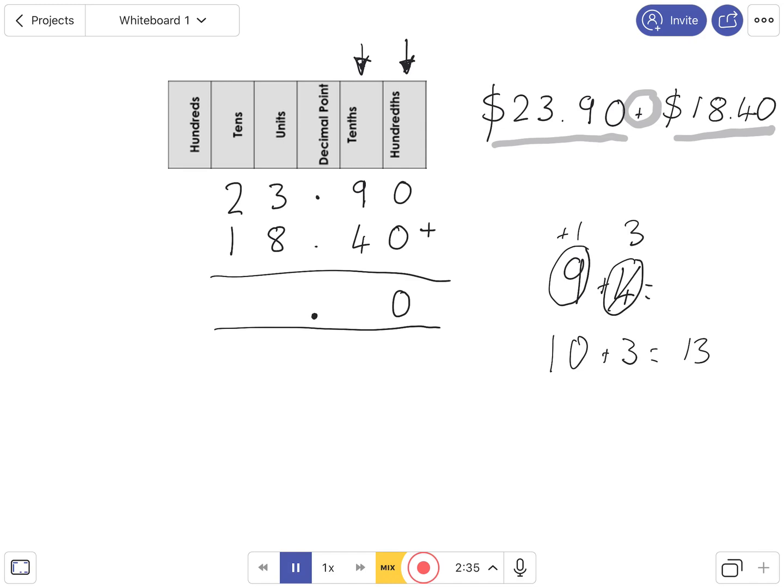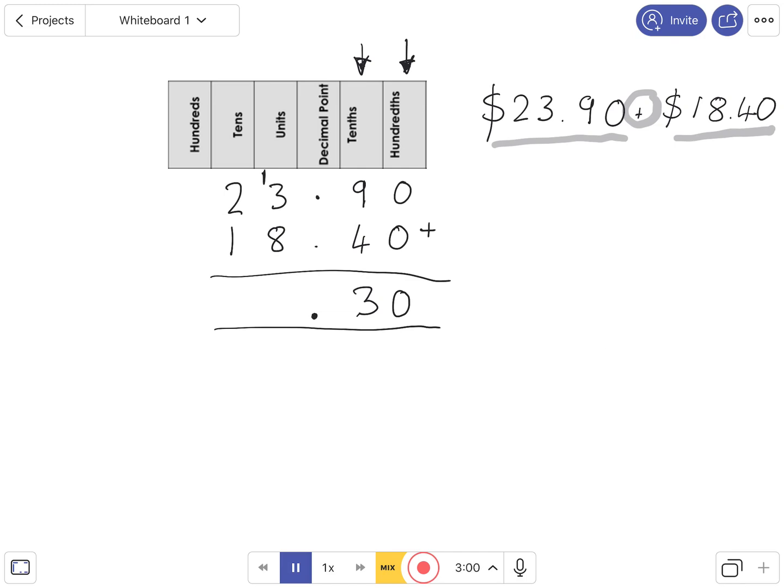Now I know when I get to 10 tenths, I actually make a 1 or a unit. So I've got 13 tenths. That means I can break this apart into 3 tenths and regroup my 10 tenths as a unit or 1, which is why I've put that little stroke up there to represent a new unit or 1.